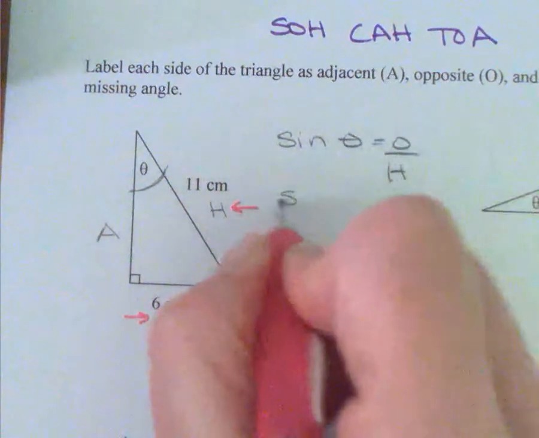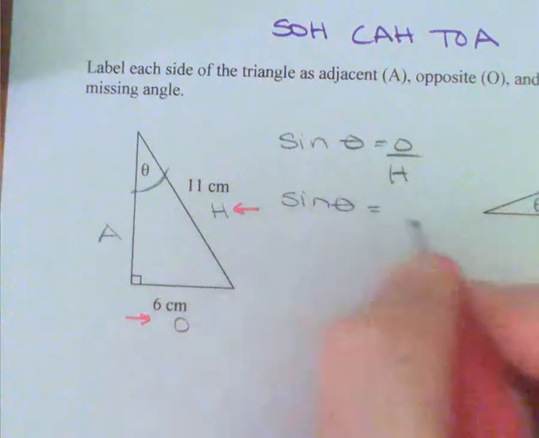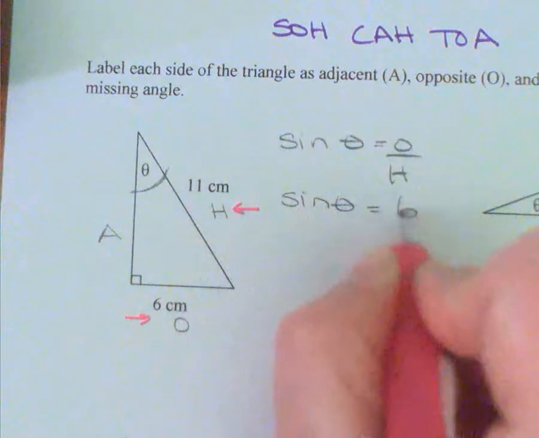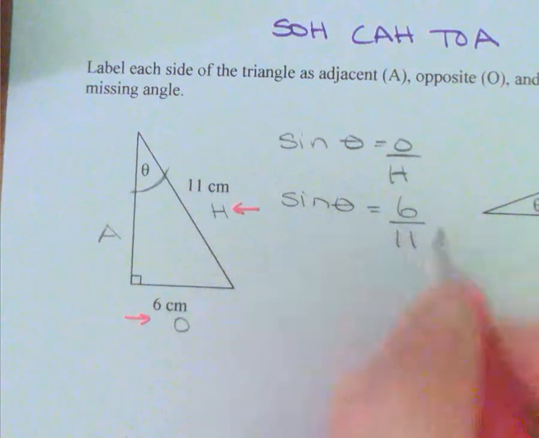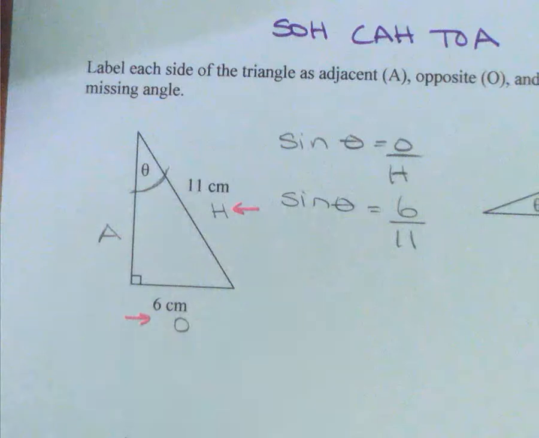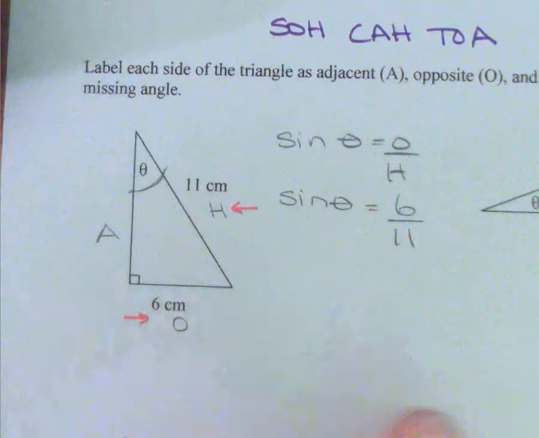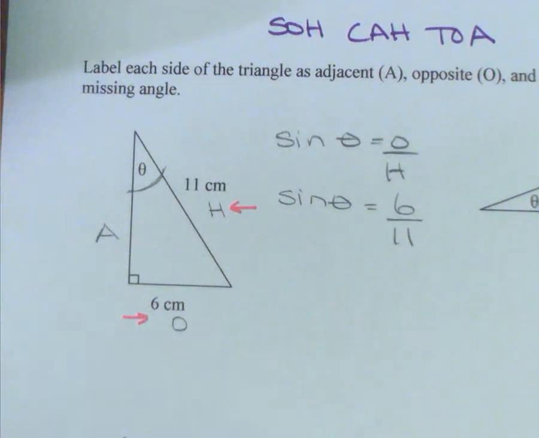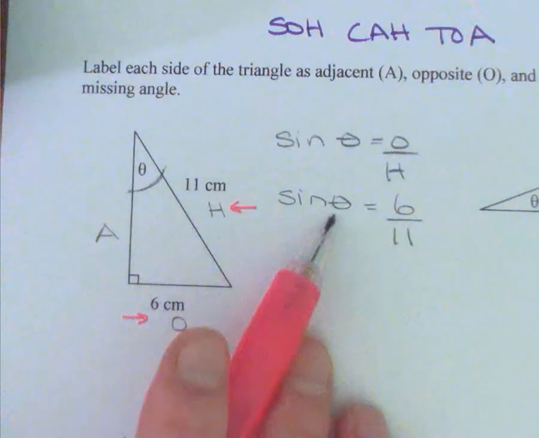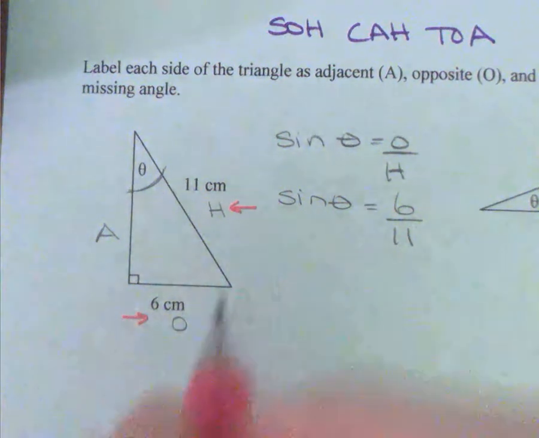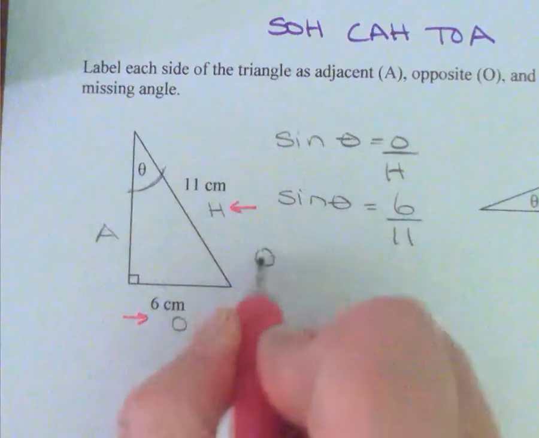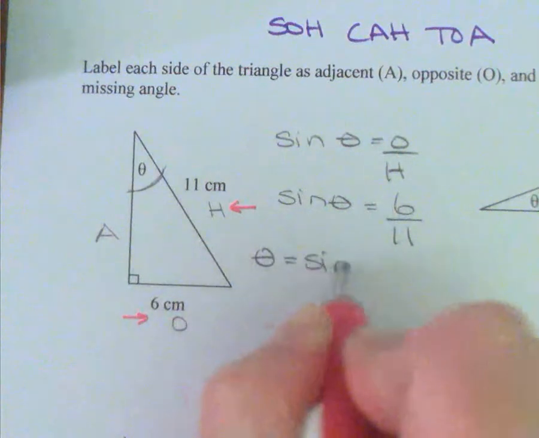In this case, I'm looking for theta, so I don't replace that. I have the opposite is 6 and the hypotenuse is 11. I just want to leave it as 6 over 11. I don't need to do some weird decimal that's really long on my calculator. I'm just going to leave it as 6 divided by 11. I'm looking for this angle, so I'm going to do what I need to do to solve for an angle now. That means I'm going to do sine inverse.